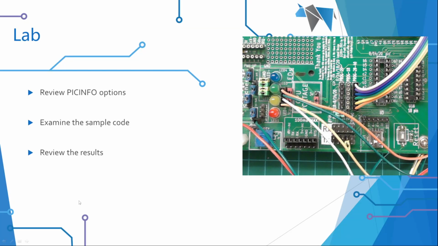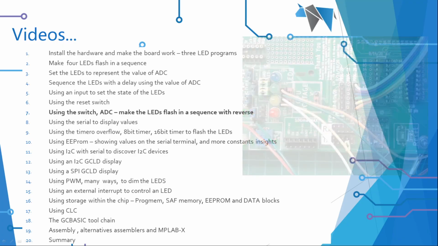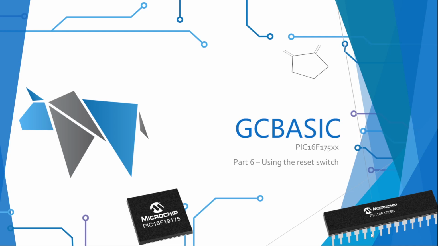Back to PowerPoint. That's where we were. So I'll go back to my desktop. Next we're going to be using the switch, the ADC, and we're going to make the LEDs flash in a sequence with reverse. This is the classic Microchip demonstration. But they don't really explain how they get you to this point, but I will, okay? So that is part 6, using the reset button on a 16F175 chip family. Enjoy.